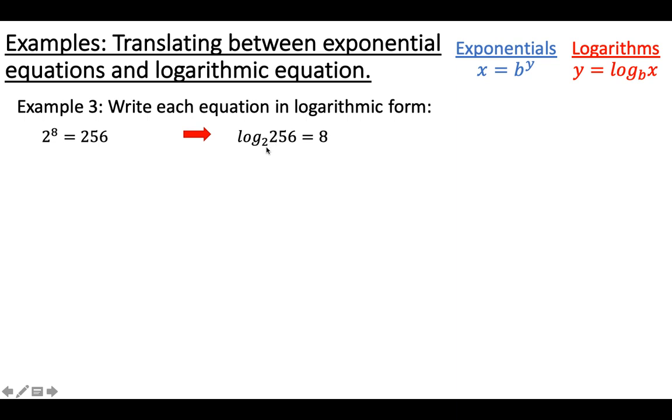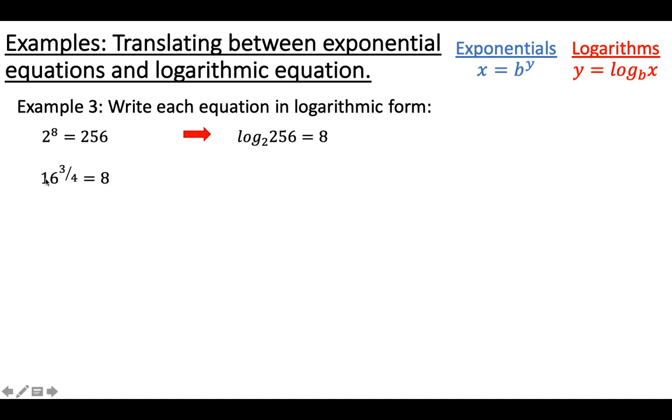Log base 2 of 256 equals 8. 2 is the base, so it went in the B spot, the base spot. 8 is the exponent, and now the exponent is over here by itself where it should be, and then 256 is the only other number. It goes in the X spot right there. Okay, I'll do another one.